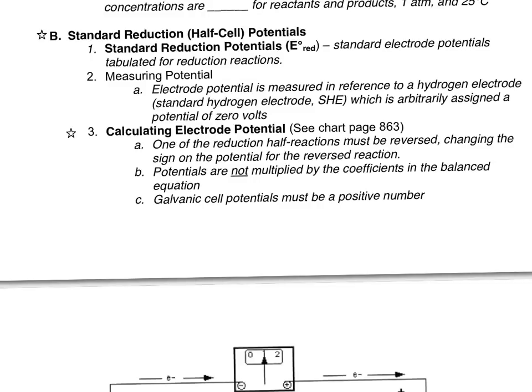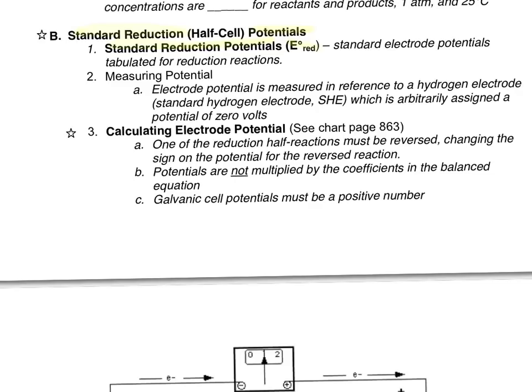Every half reaction has a standard reduction potential, the voltage of that particular half reaction at standard conditions. Sometimes it's represented like this, but most of the time you're going to see it referred to as standard reduction potentials. I'm going to hand out to you, or I may have already handed out to you, a standard reduction potential sheet, which is given to you on the free response section of the AP exam.